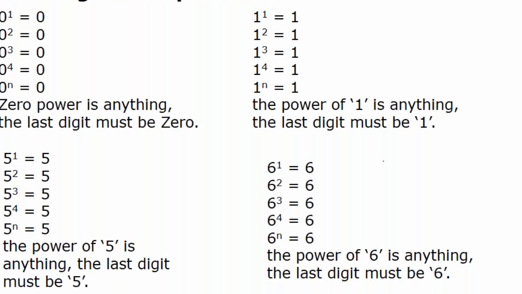I will show it, don't worry. Okay, first point, no problem. So if you observe clearly, whatever the power of 0, 1, 5, 6 is, the last digit should be itself. So all of you note down. Please note it.